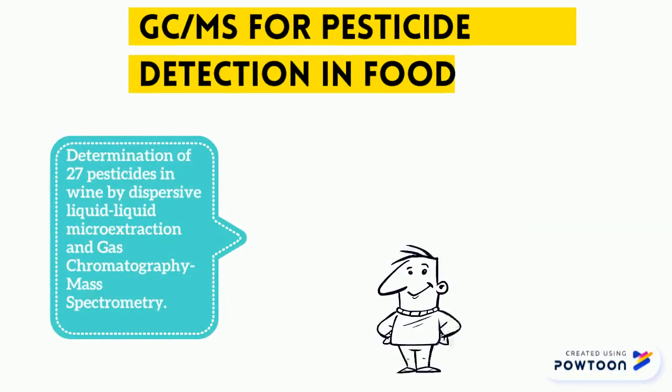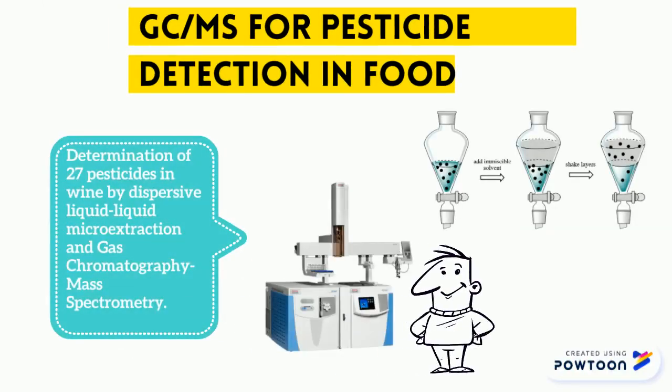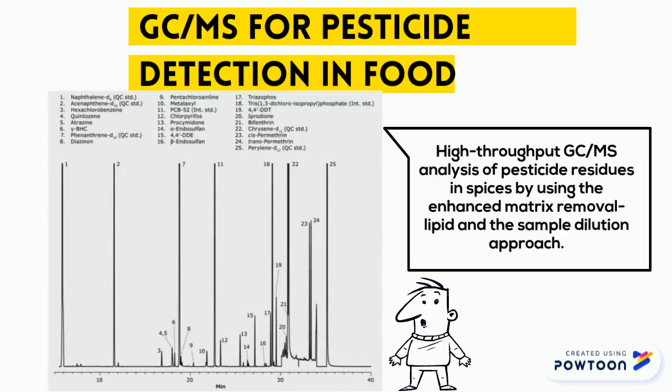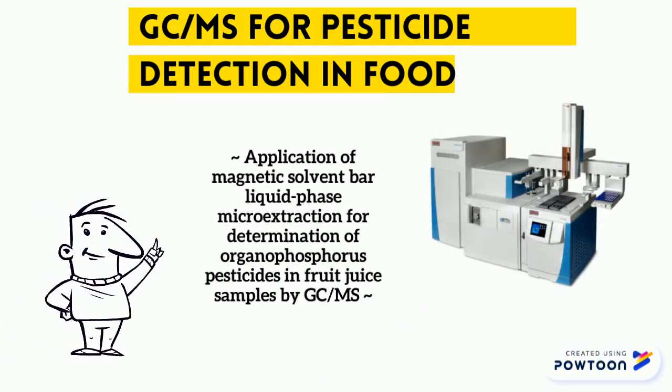In order to prevent crop protection products from affecting human health or the environment, it is important to determine if food products include harmful components such as pesticides. These techniques allow us to identify these irregularities, and you can see on screen some examples of GC-MS applications.